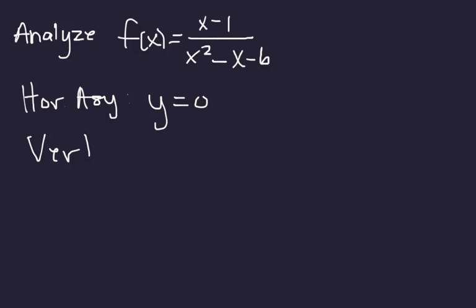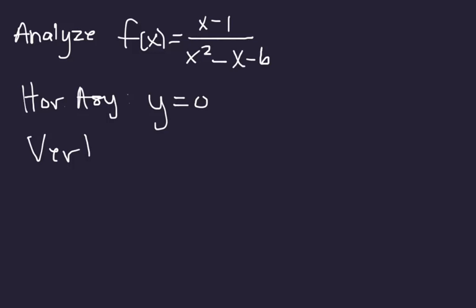Horizontal asymptotes. Why is the horizontal asymptote 0? Y equals 0? What's the rule? When the denominator is larger, the degree is larger, it's y equals 0. Done. Right?